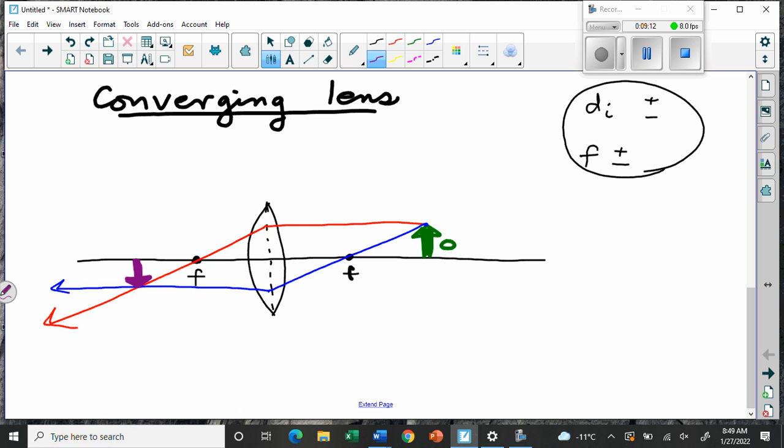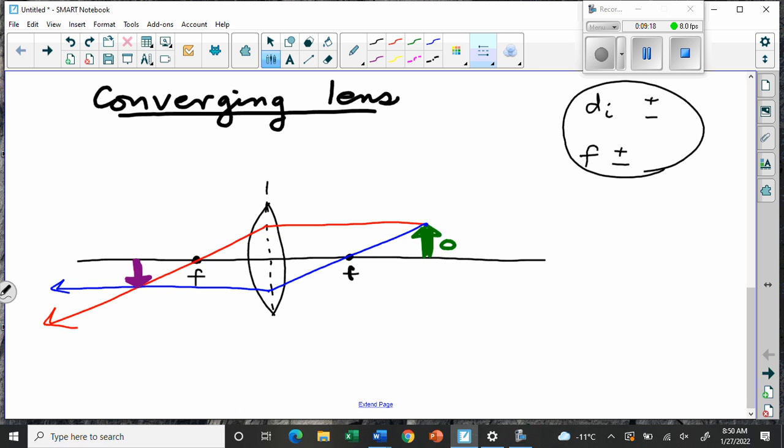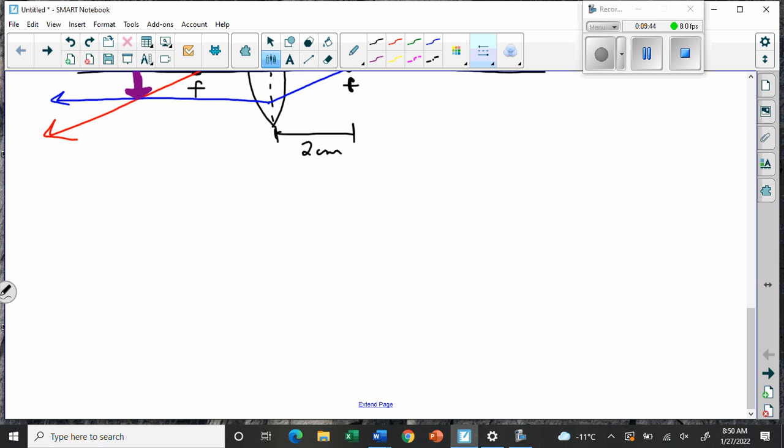Okay? Now, let's put some numbers on this picture. Let's say we start with an object, and we say that the object is 6 centimeters away from the lens. And let's say that the focal point of the lens, or the focal length, I should say, is 2 centimeters. Well, let's see what happens with our equations, and let's see how we can get the numbers to match what we see in the picture. So let's start with 1/f = 1/di + 1/do.